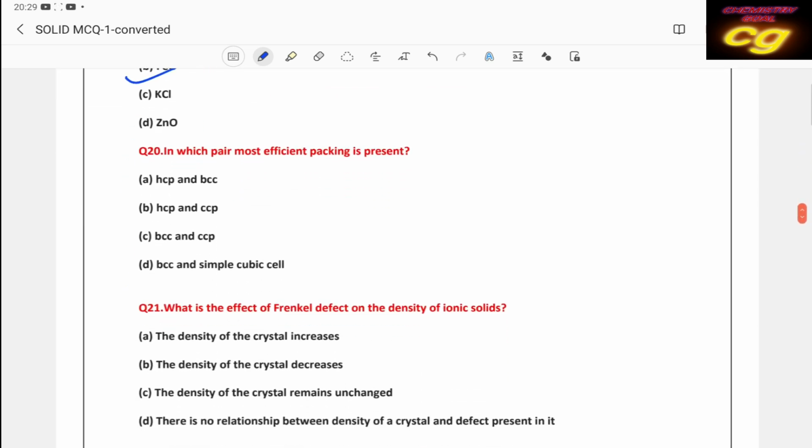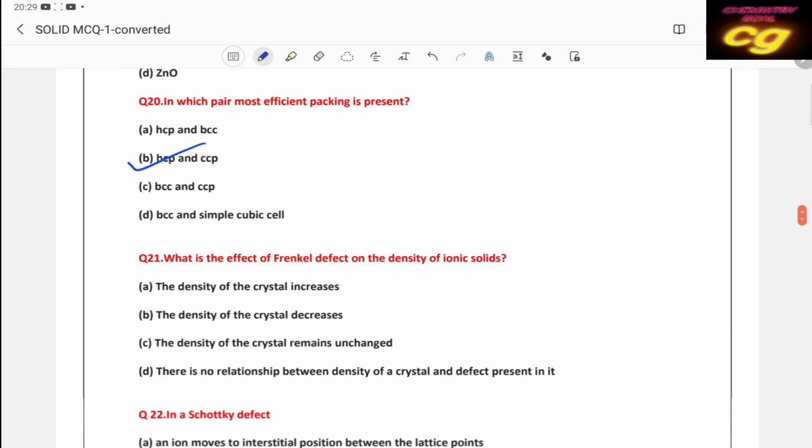Next question: in which pair is most efficient packing present? Efficient packing generally: SCP, BCC; SCP, CCP; BCC, CCP; BCC and simple cubic. Which is the correct answer? You think that is SCP and CCP. This is the correct answer, so choice B is correct.